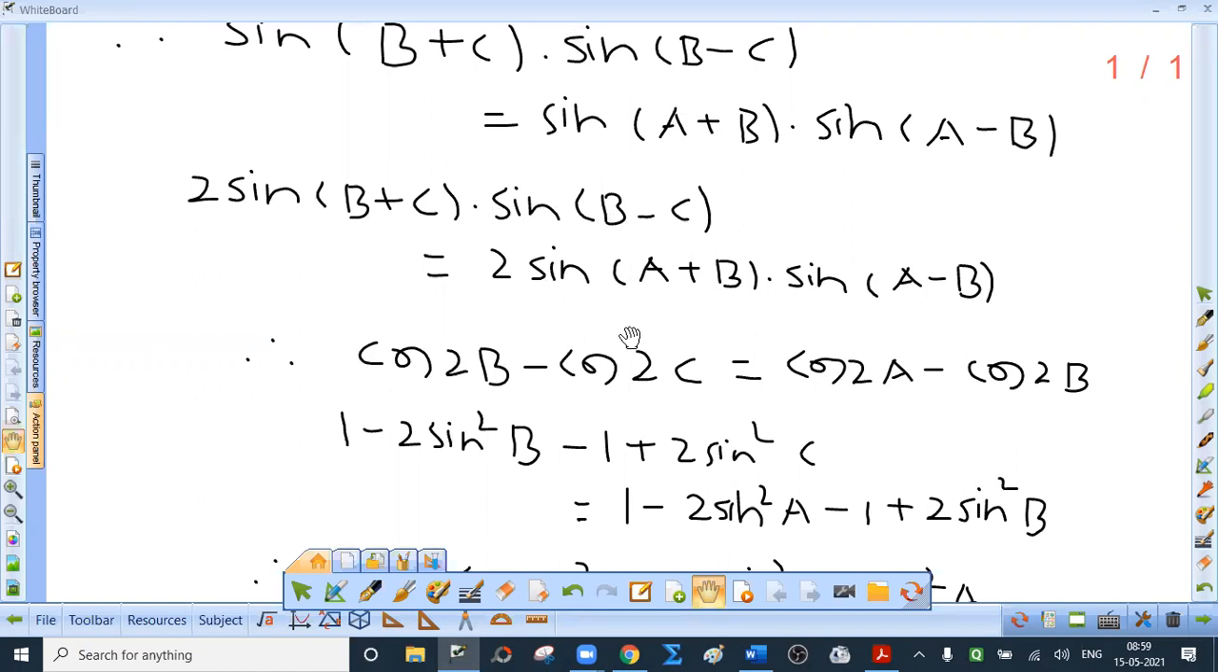So I'm sorry, 2 sin A sin B is cos of first angle minus second angle minus cos of the sum. Or I'll do one thing. I'll say that multiply by minus 2. Just make this change so that this is correct. Cos 2B minus cos 2C is cos 2A minus cos 2B.